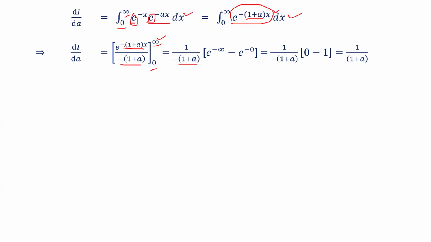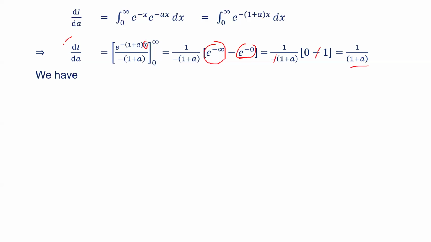And if you put the upper limit over here, e to the power minus infinity, because this is x, e to the power minus infinity. And if you put the lower limit, x will be 0, so it is nothing but e to the power minus 0. And we know that e to the power minus infinity is 0 and e to the power 0 is 1. So we can write 1 upon minus of (1 plus a), multiplied by (0 minus 1). So this minus and this minus will become plus. So we have the answer 1 upon 1 plus a, which gives us dI/da equal to 1 upon 1 plus a.